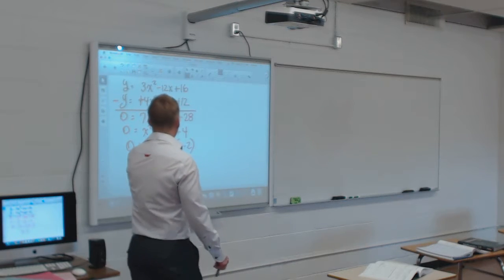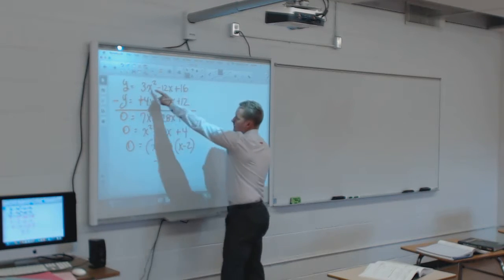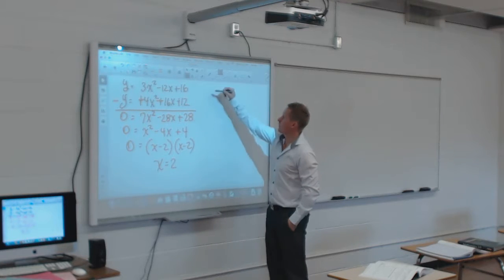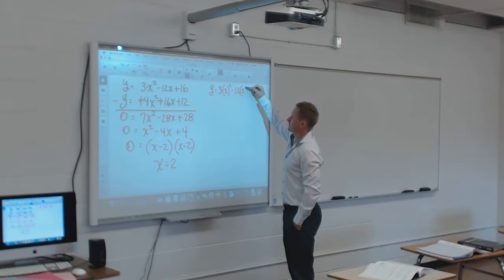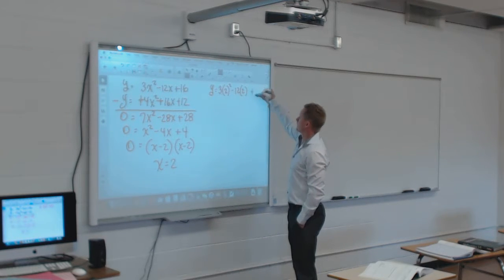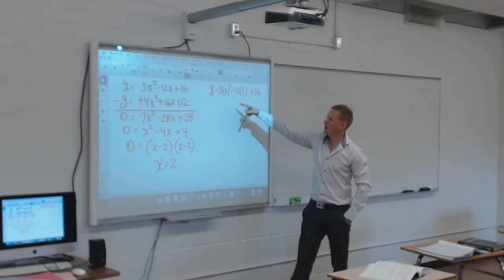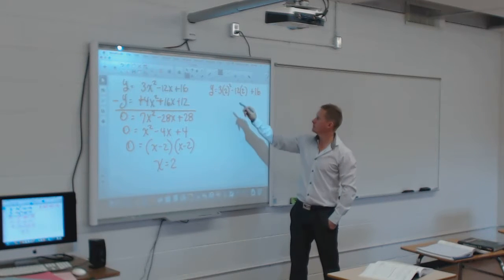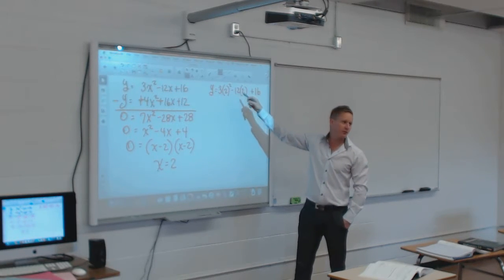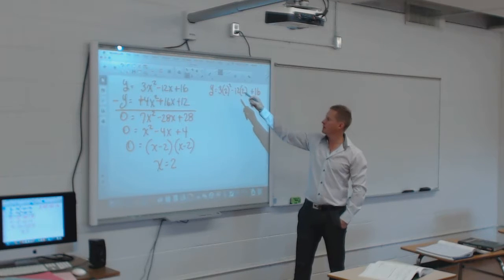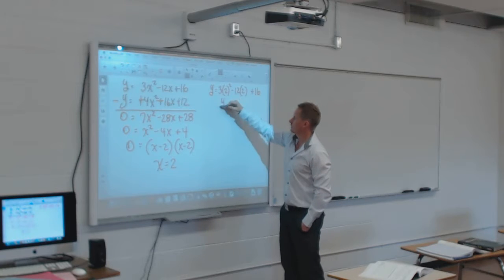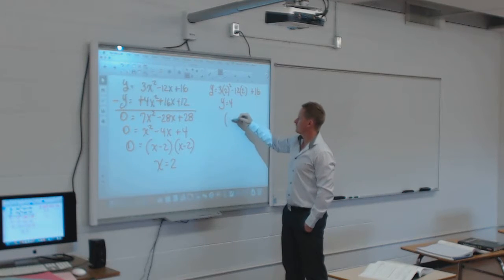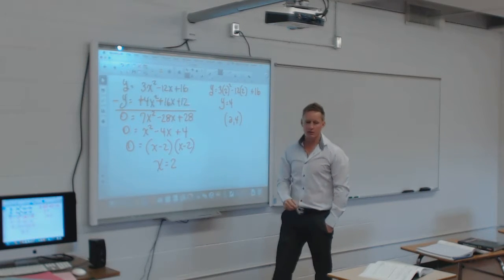All right, so let's find out what the actual vertex is. I'm going to put 2 back into the top equation here. 2 squared, 4, 4 times 3, 12, 12 subtract 24, negative 12. Negative 12, add 16, 4. Good work. 24.